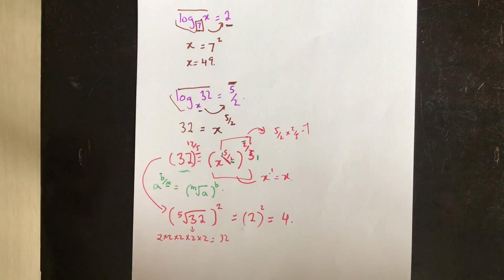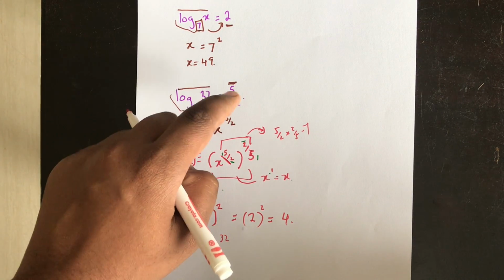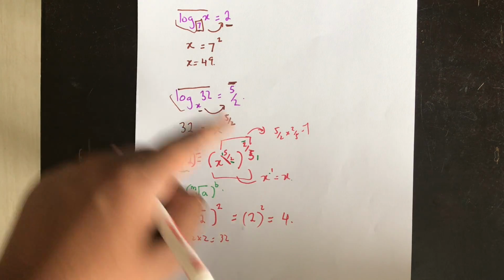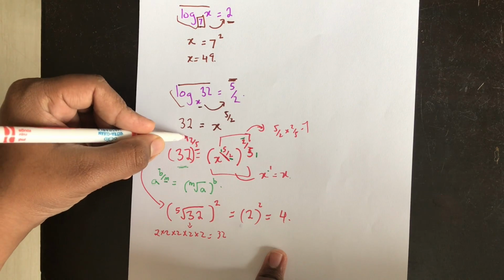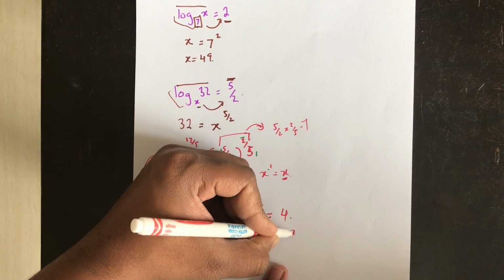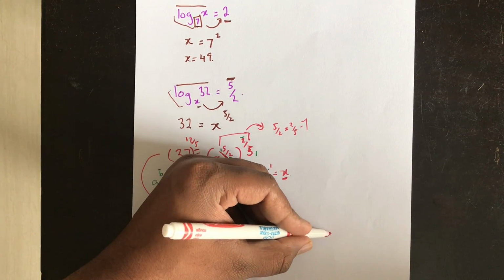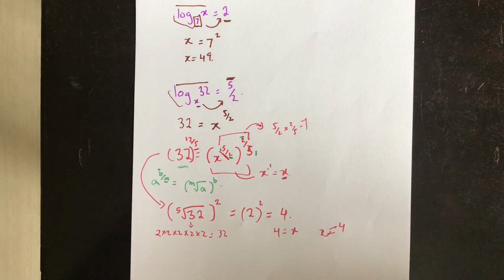Therefore our answer to this question, log 32 base x is equal to 5 over 2, gives our value of x as 4, because 4 is 32 to the power of 2 over 5, and that is equal to x. So since 4 is equal to x, our answer is x is equal to 4.